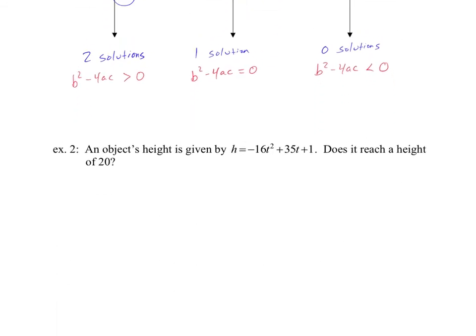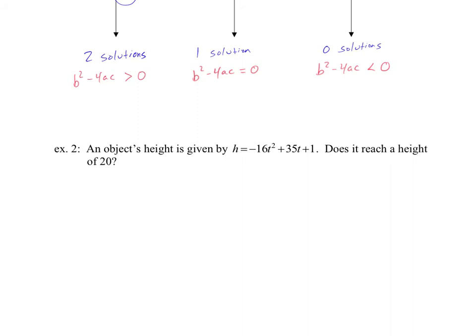So now we get a question like this. An object's height is given by h equals negative 16t squared plus 35t plus 1. Does it reach a height of 20? Well, what we could do is we could take and say, all right, this equals 20. So I have negative 16t squared plus 35t plus 1 equals 20.